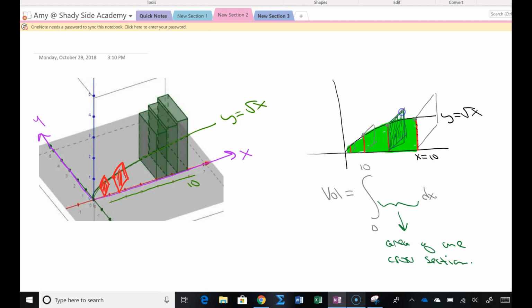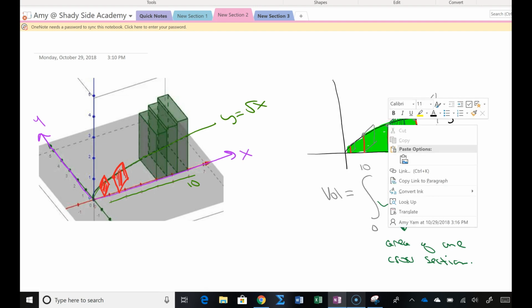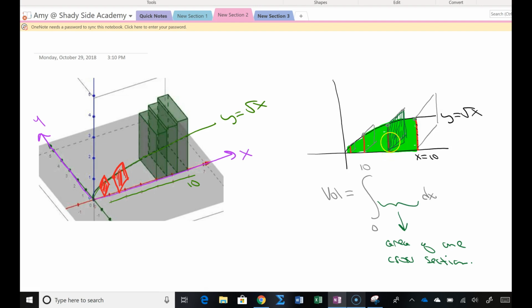Everyone okay? But if you think about this, the side is just this distance from the x-axis up to root x. And the side of a square here is equal to root x. That means a side squared is root x. That's that side squared dx, which of course we could simplify to the definite integral from 0 to 10 of x dx. That is the volume of that solid.